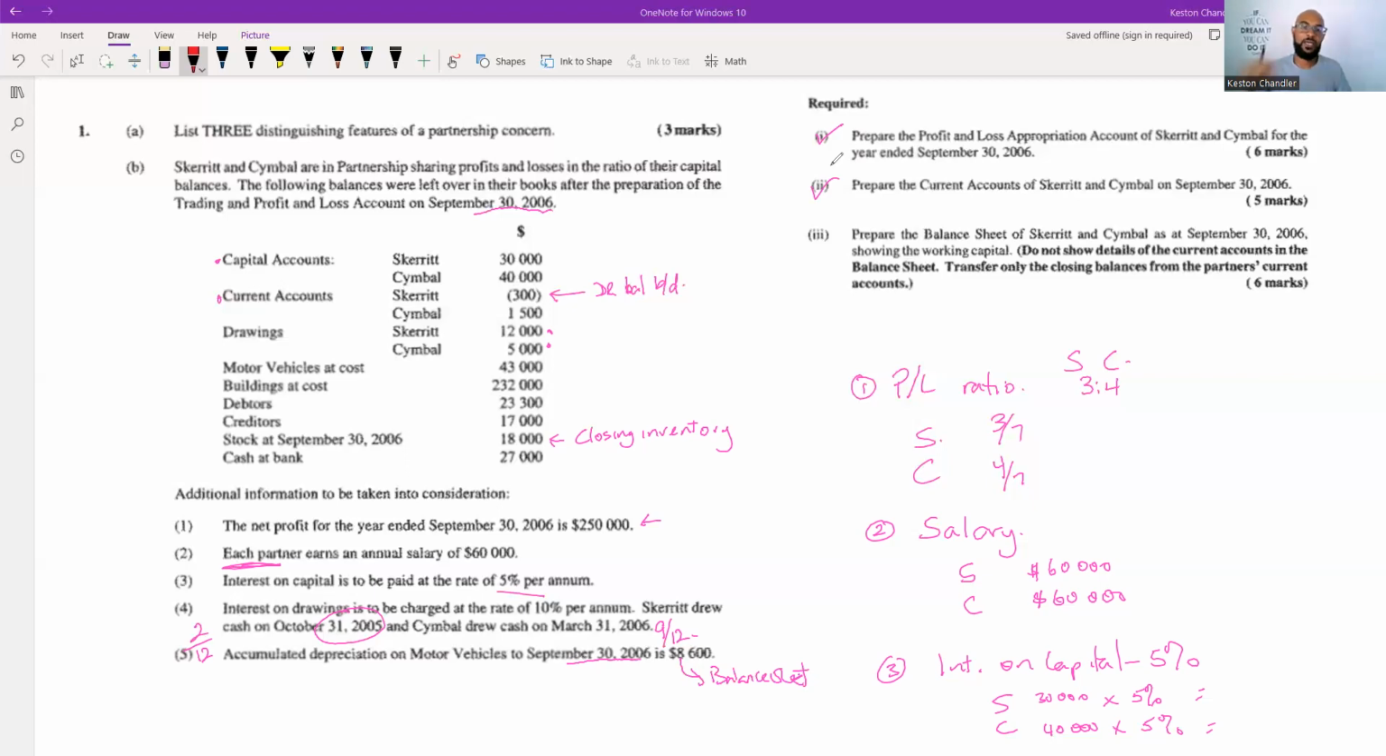So remember, you want to head up your working, number it, read the question over again, and take out the information that you need and put it into your working. So that way, as you start to do the actual profit and loss appropriation account now, you just look to your working and you pull your figures out of there. All right, everybody okay with that?